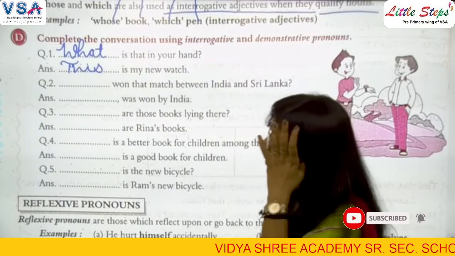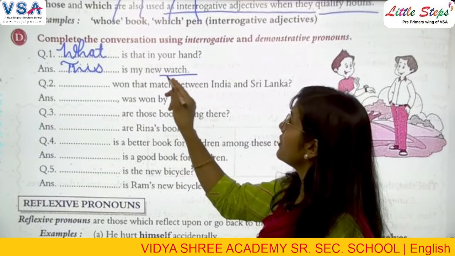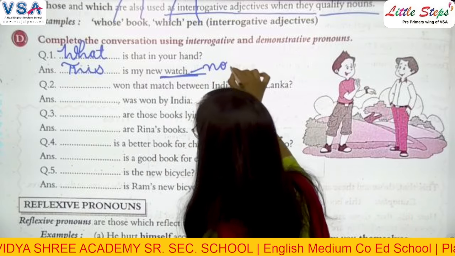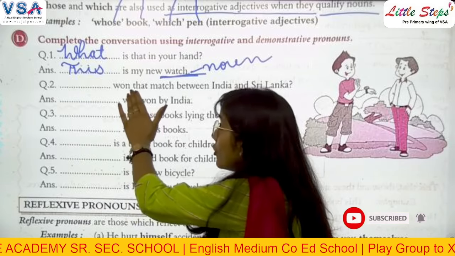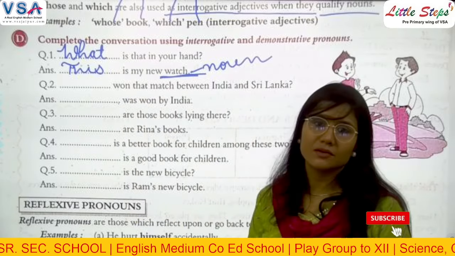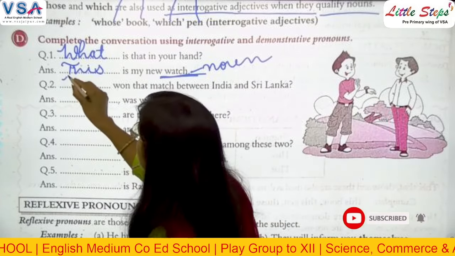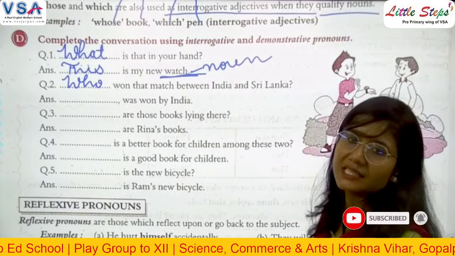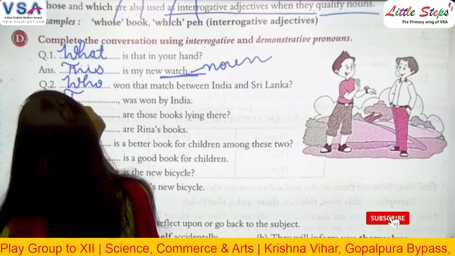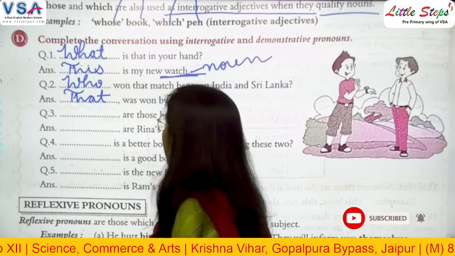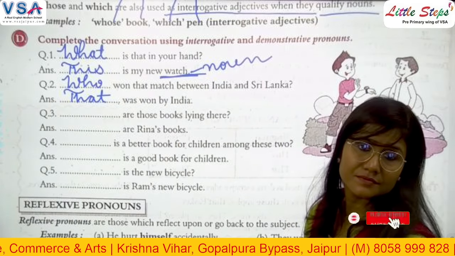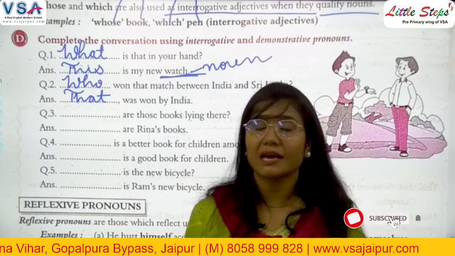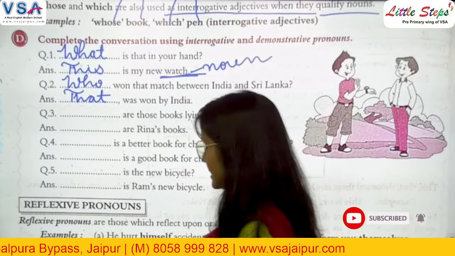This is my new watch. This is indicating a specific noun. Watch is a noun. This is indicating a specific noun. Now, who won that match between India and Sri Lanka? कौन जीता? Now tell me, that was won by India. Are those books lying there? Whose? किसकी बुक वहां पर रखी हुई है? Then we are asking, whose are those books lying there?